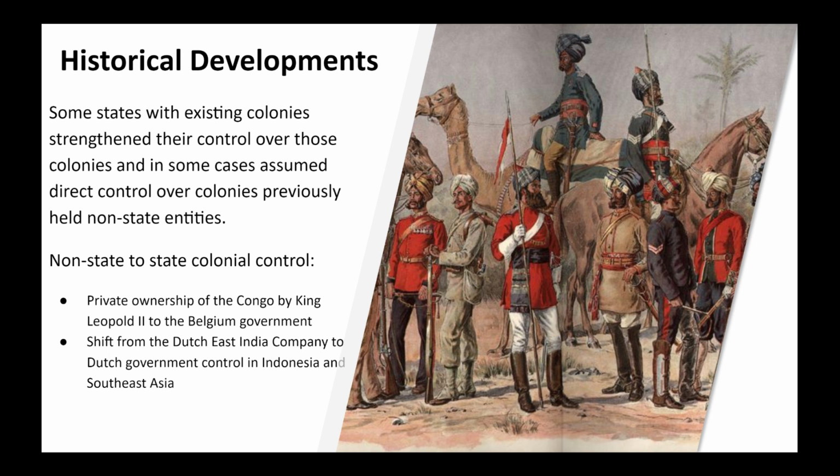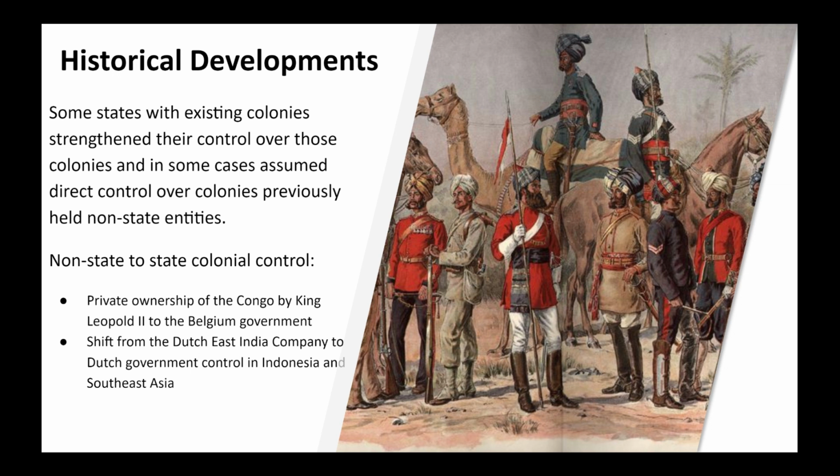I'm going to tell you what I mean by this. So non-state to state colonial control is the big transition that's happening here. This is evident by the shift from private ownership of the Congo by King Leopold II to the Belgian government. Before, King Leopold owned Congo. Well, he took it from the Congolese people, but in European terms he owned it. He decided to give it to the Belgian government.